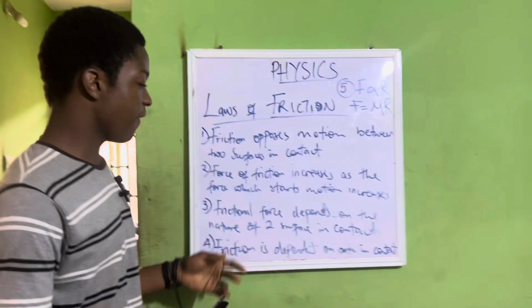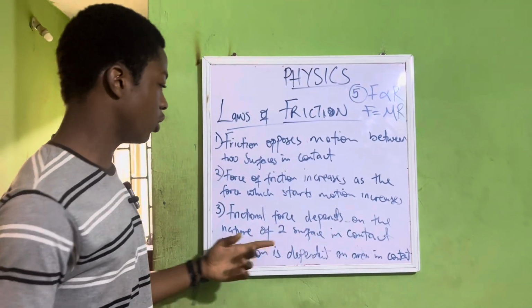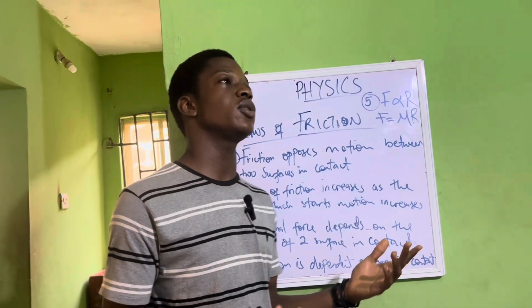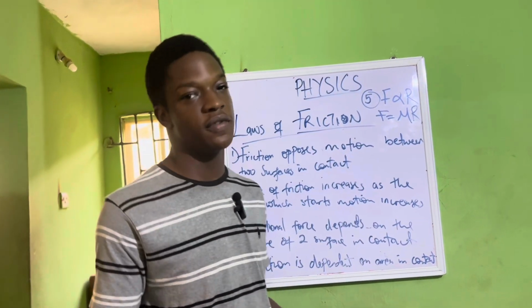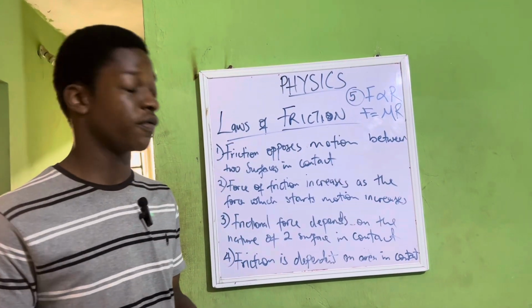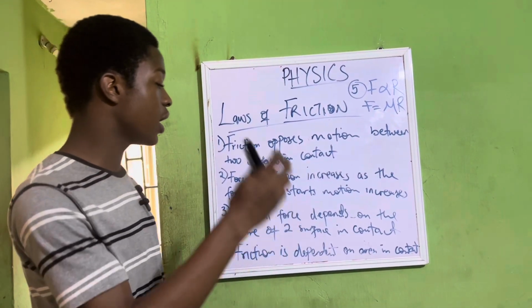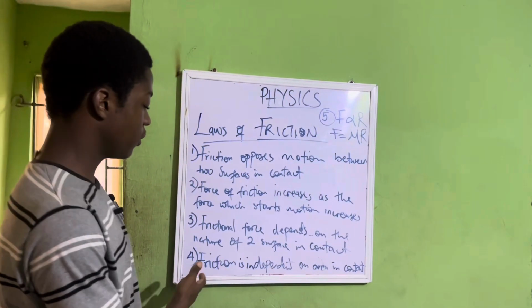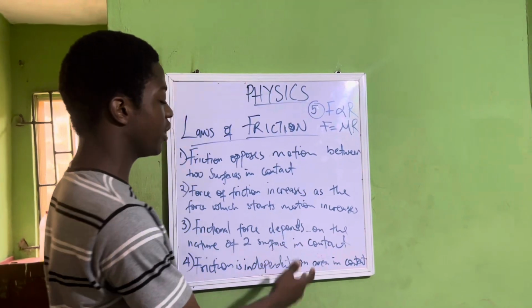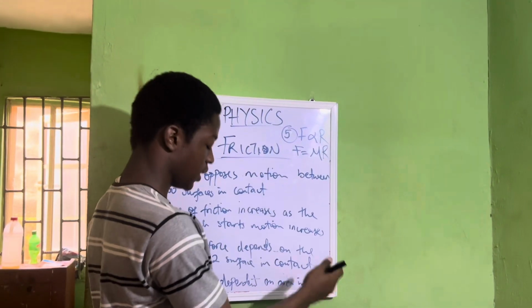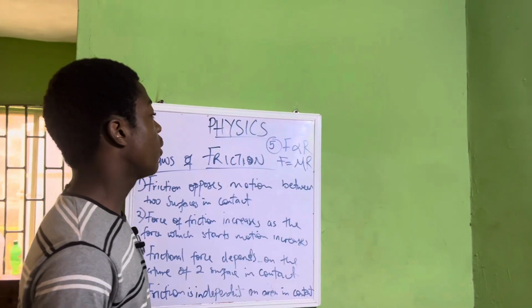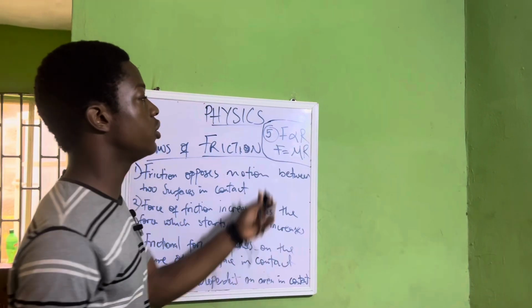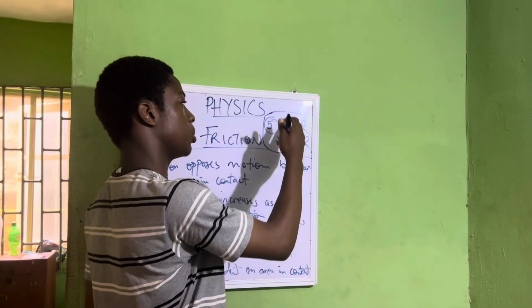And this third one, frictional force depends on the nature of the two surfaces in contact. So you can have a rough surface, you can have a smooth surface. That's when you see some questions on the frictional force on the rough surface and the frictional force on the smooth surface. We'll be looking at that one later. The fourth one, frictional force is independent of the area of surfaces in contact. And the last one, frictional force is directly proportional to the normal reaction. That is, F is directly proportional to R.